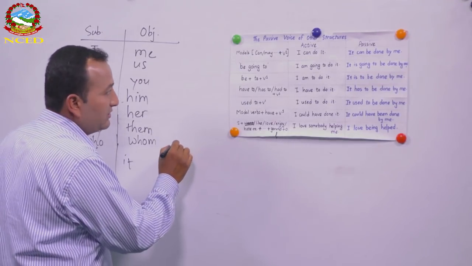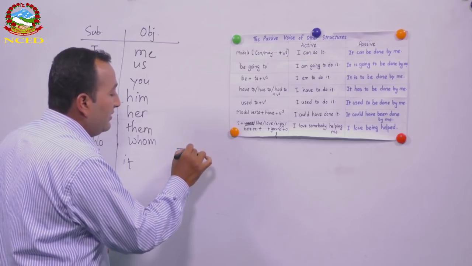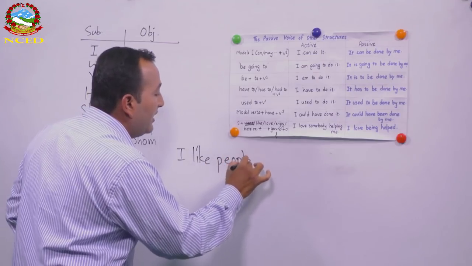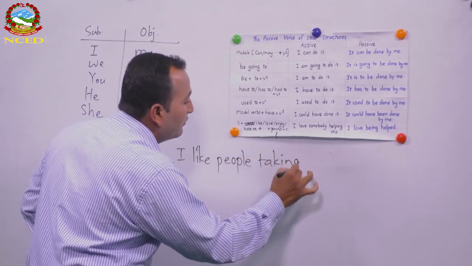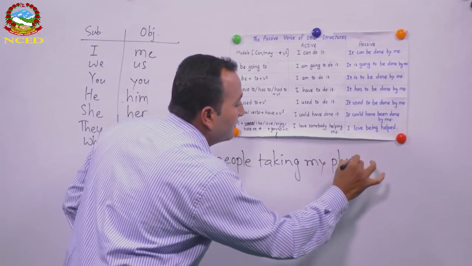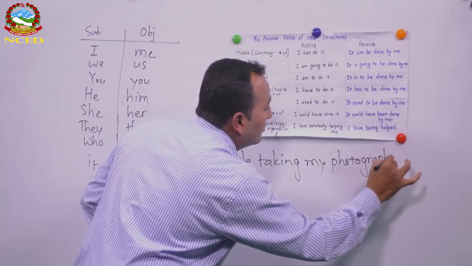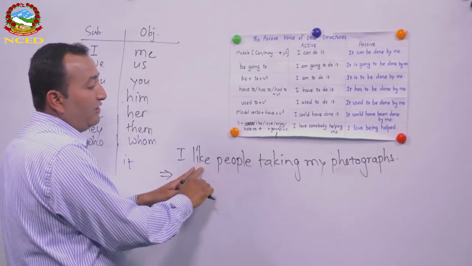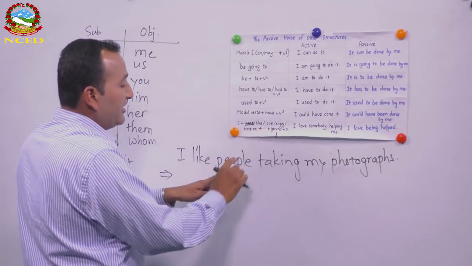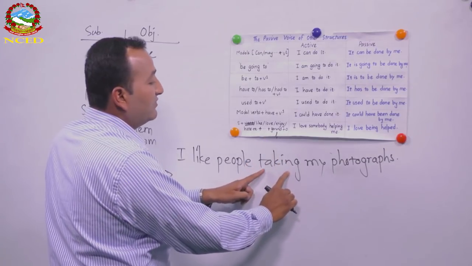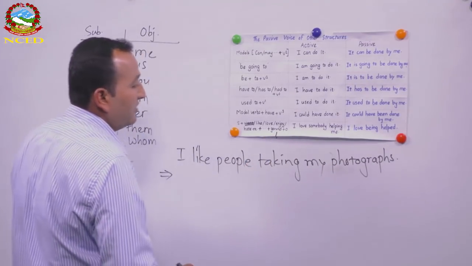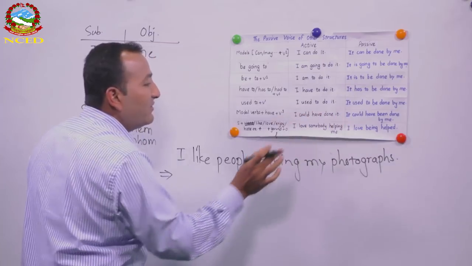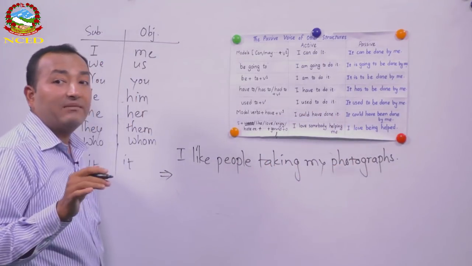Sometimes this type of structure has a sentence like this. I like people taking my photographs. Okay, look at this structure. Again, there is I subject, like verb, then subject is there, people, and gerund is there, taking verb 4, and my photographs object. If there is me as object, it is changed into I. The same I works here, but here, my photographs, not me, but my photographs.